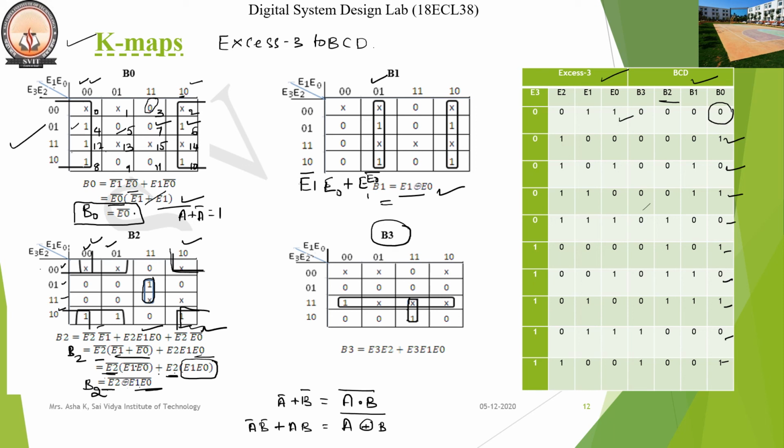Similarly for the B3 bit, after substituting the values of the B3 bit into the K-map, we are going to get the K-map for the B3 bit. After simplifying here, we'll have one double group and one quad group. With the help of the double group, we are going to get E3 with E1 E0, and with the quad group, we are going to get E3 with E2. This is the expression for the B3 bit.